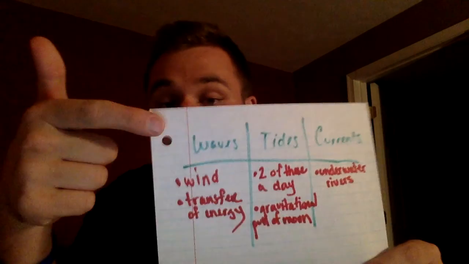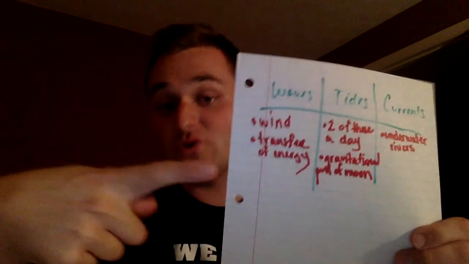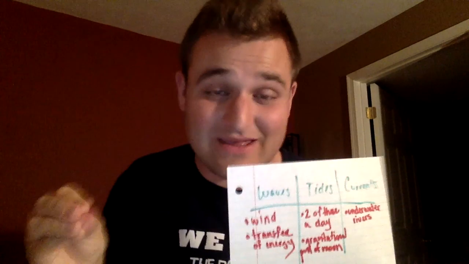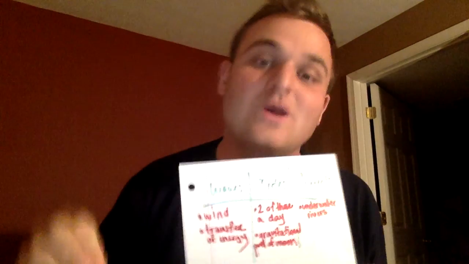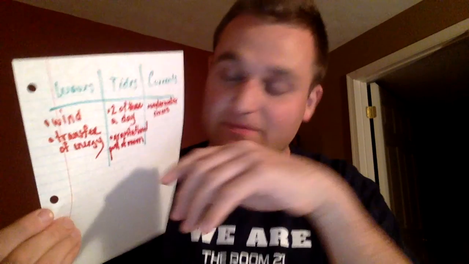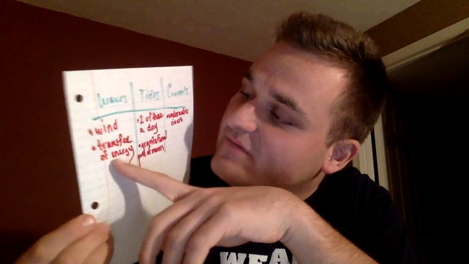If you look at my diagram, under waves I have wind and I have transfer of energy. Remember, we did the wave in class. Nobody moved. Water doesn't actually move position in the ocean. Simply energy is being passed through the water, and it makes it appear as if the water is moving. Okay, so that would be waves.